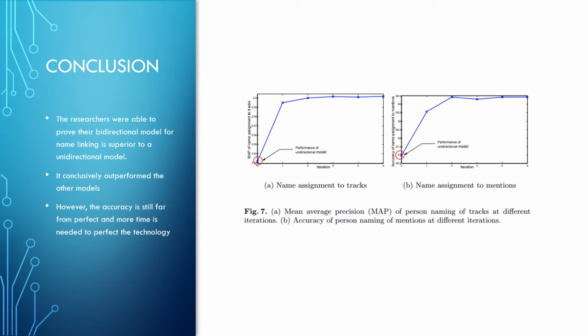In conclusion, the researchers were able to prove their bidirectional model for name linking is superior to a unidirectional model. It can conclusively outperform the other models. However, the accuracy is still far from perfect and more time is needed to perfect the technology.